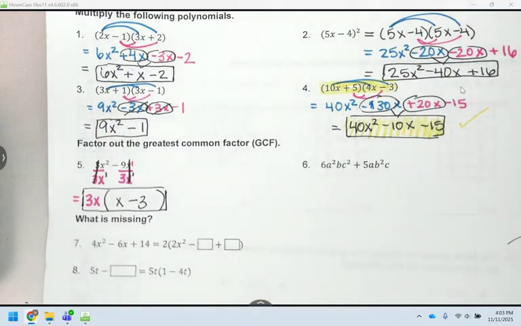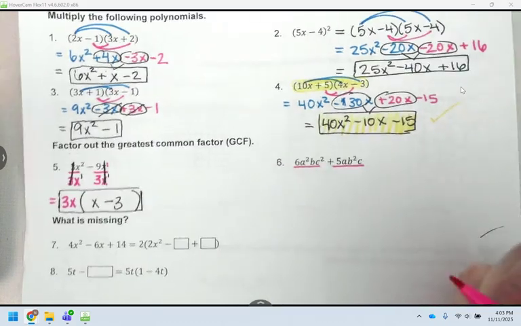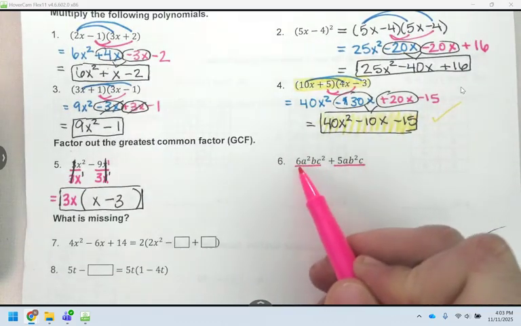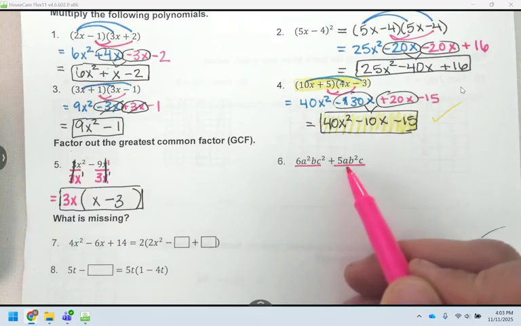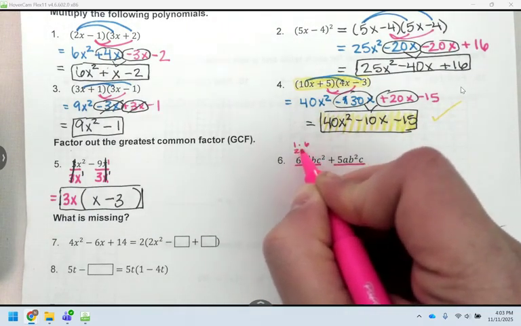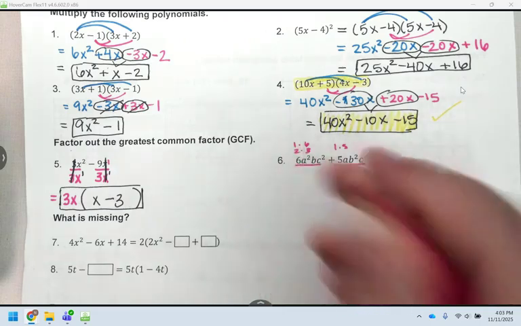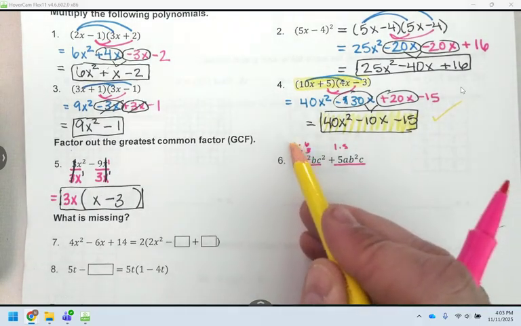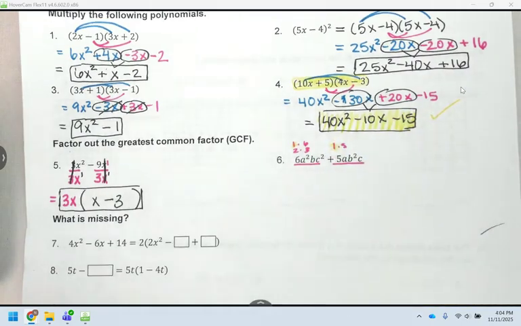All right, let's look at this one. Let's see, what can I divide both of these terms by? All right, we got 6 and 5. Both of those, they don't have anything in common. I know that because 6 is 1 times 6 and 2 times 3. And then 5 is only 1 times 5. The only number they really have in common is 1. Dividing by a 1 doesn't change anything.